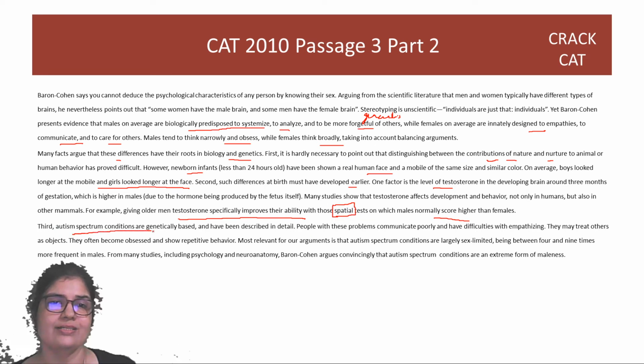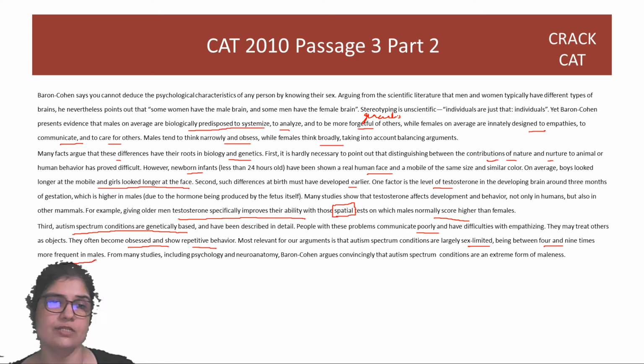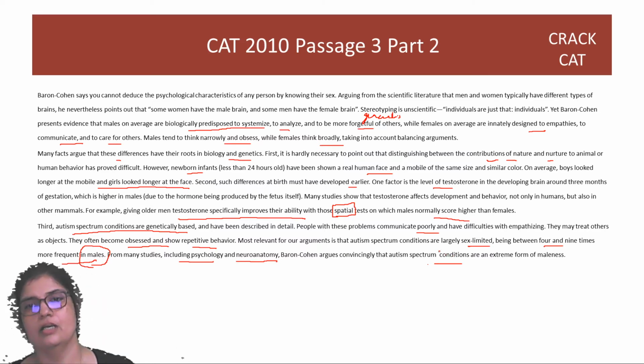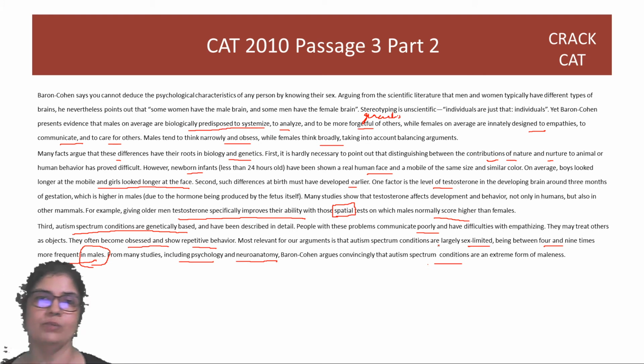Autism spectrum conditions are genetically biased. People communicate poorly and have difficulties. They may mistreat others. They often become obsessed and show repetitive behavior. Most relevant is that it is sex limited, being 4 to 9 times more frequent in males. So when it comes to absence of empathy, males are more likely to get it. From many studies, including psychology and neuroanatomy, autism spectrum conditions are an extreme form of maleness. So the more male you are, the less you'll empathize, and you will be able to analyze perhaps. And the more female you are, the better you are at empathizing and communicating.